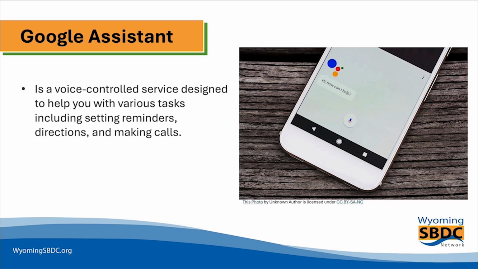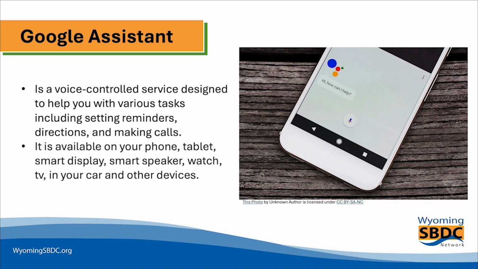The third AI tool we'll be covering is Google Assistant. This is a voice-controlled service designed to help you with various tasks, including setting reminders, directions, and making calls. It is available on your phone, tablet, smart display, smart speaker, watch, TV, in your car, and other devices. It is active by saying, "Hey Google," or "Okay Google," and then stating your request.